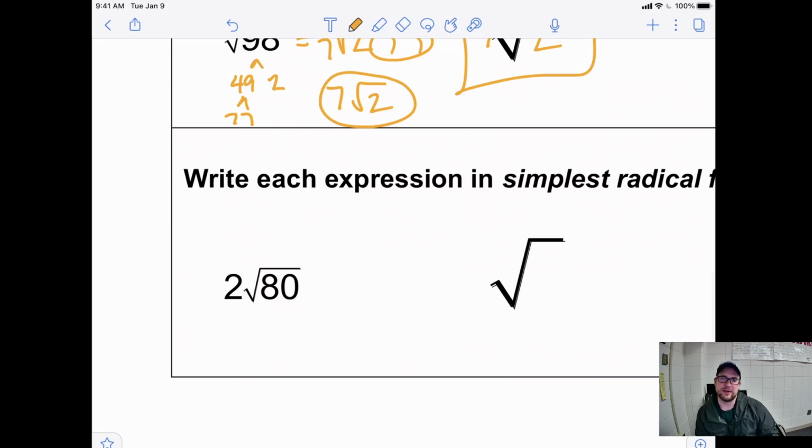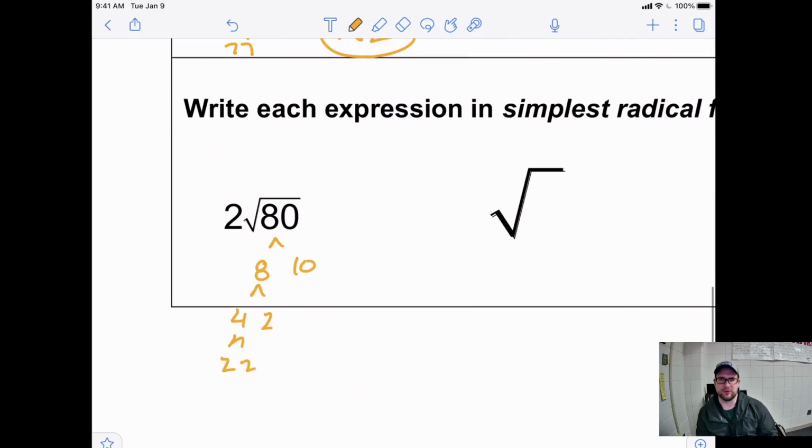Look at this one. What's the difference here? This one has a 2 on the outside already. So when you come over here and you break this down, you get your 8, you get your 10. Yeah, 8 is 4 and 2, which is 2 and 2. Remember, I'm going through this really fast because it's review, but you can also pause the video. So please don't be afraid to do that. 10 is going to be 5 and 2.